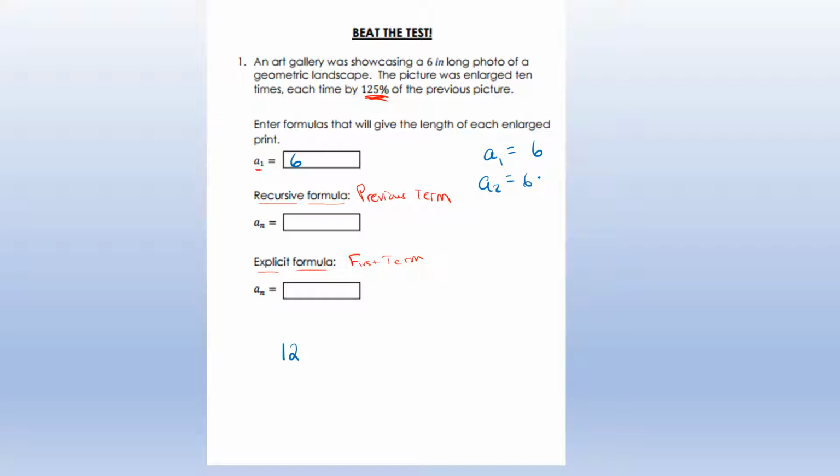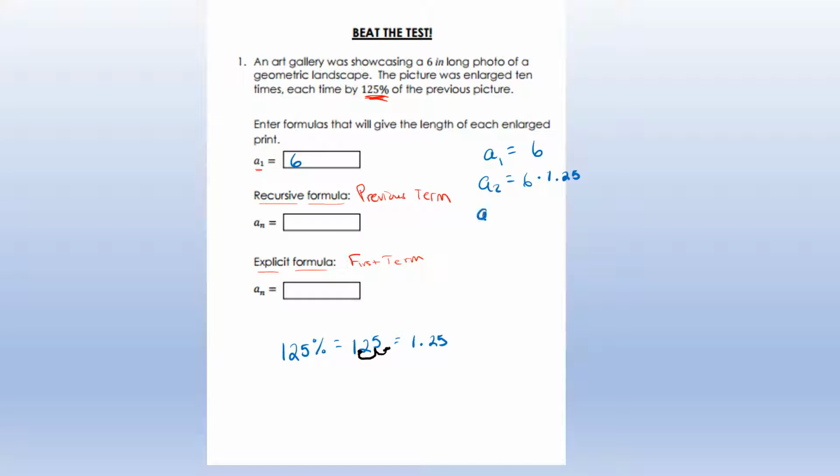So to figure this one, you need to know what 125% is. We can't use a percent in computation. We've got to change this either to a fraction or to a decimal. So if I've got 125, my decimal point is out here at the end. So 125% as a decimal moves this decimal point 2 places to the left. So 125% as a decimal would be 1.25. So to get my second picture, I would take that original picture, 6, and multiply it by 1.25.